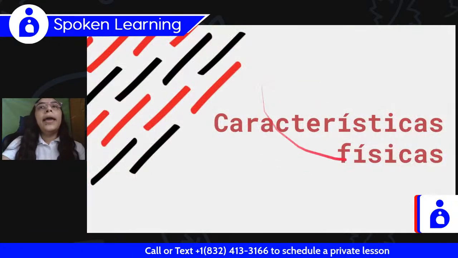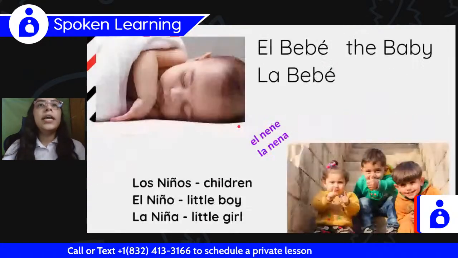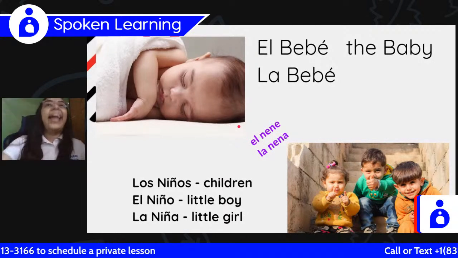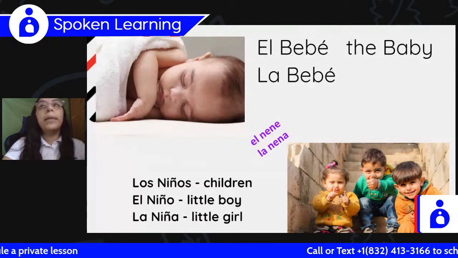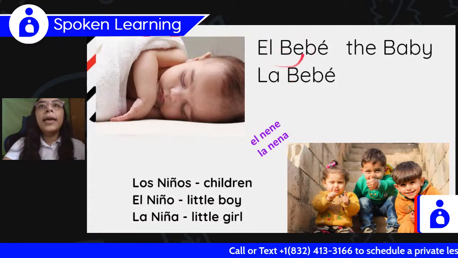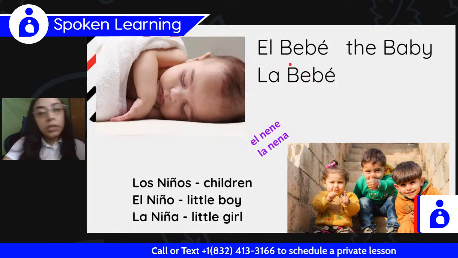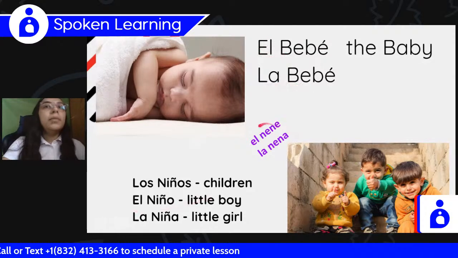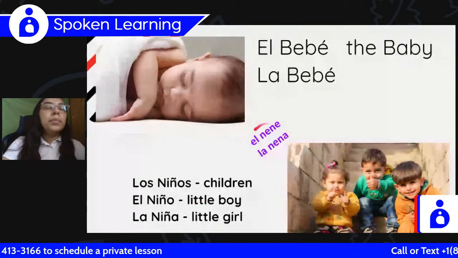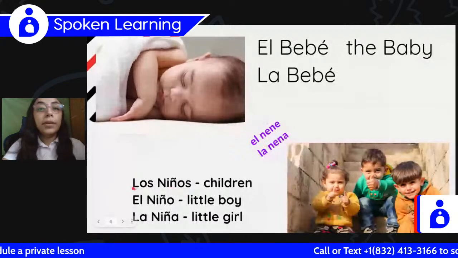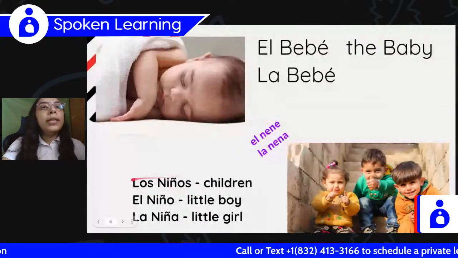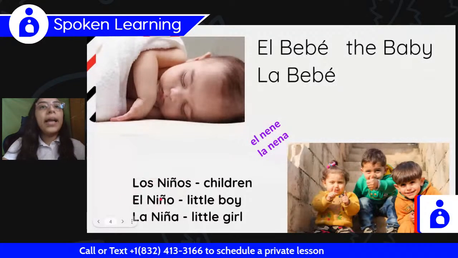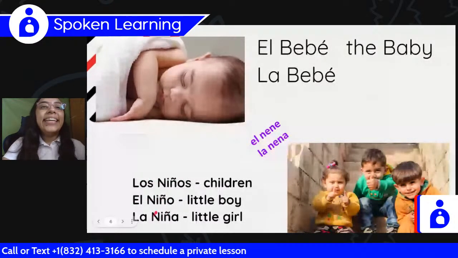So, physical characteristics, yes, of course. We have a bunch of them. We can start describing the age of the person. So, for example, if it's a baby, as in this case, el bebé o la bebé, according to the gender, el bebé, la bebé. Or there are people who say el nene o la nena. Okay, that's also a really funny word that we use. Children, los niños, little boy, el niño, and little girl, la niña.